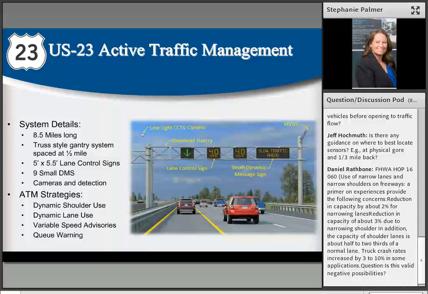So this is a general overview of what our system looks like. It is 8.5 miles long in each direction. We're using the median shoulder for dynamic shoulder use. Our infrastructure is mounted on a typical sign truss type gantry. And we have lane control signs that are 5 by 5.5 feet mounted over the shoulder and the 2 general purpose lanes, as well as 9 small dynamic message signs strategically placed throughout. And then we have full camera coverage and detection. The active traffic management strategies we use include the dynamic shoulder use, which I'm going to focus on today, but we also do dynamic lane use, variable speed advisories, and we have a queue warning system.